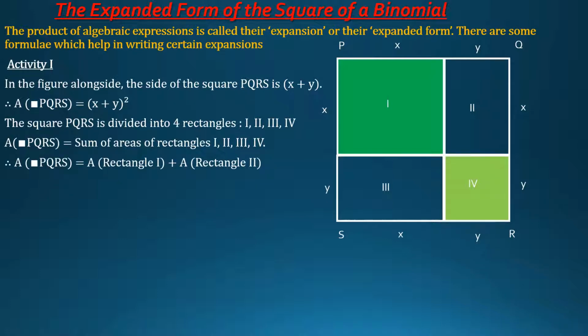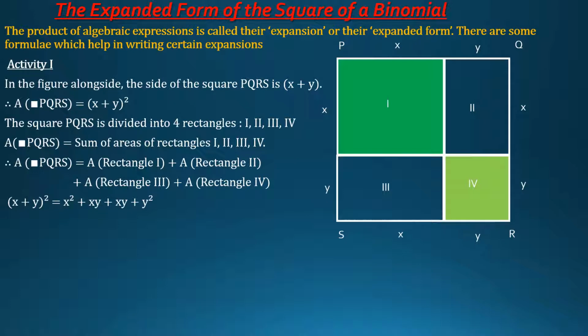Area of square PQRS is equal to area of rectangle 1 plus area of rectangle 2 plus area of rectangle 3 plus area of rectangle 4. So area of square PQRS is x plus y the whole square, which is equal to area of first rectangle. Now first rectangle is a square itself whose side is x, so its area is x square, plus area of second rectangle whose length is x and breadth is y.